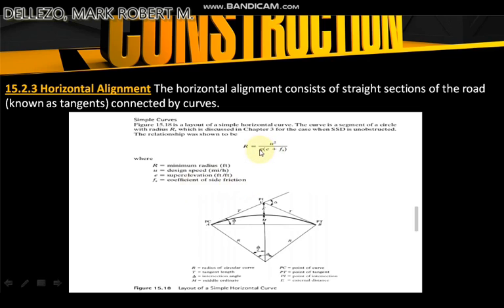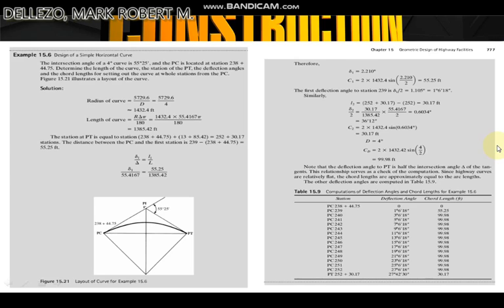Then next, also a sample example 15.6, dimension of a simple horizontal curve. This is the problem and the solution within, and also the table.